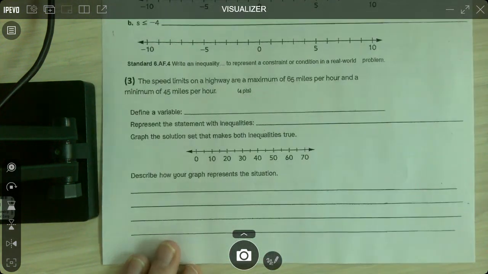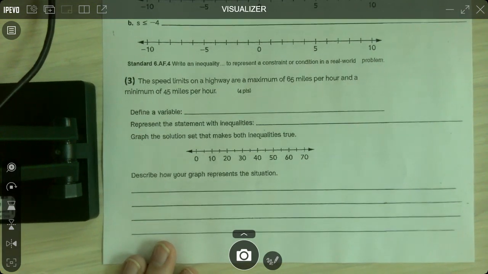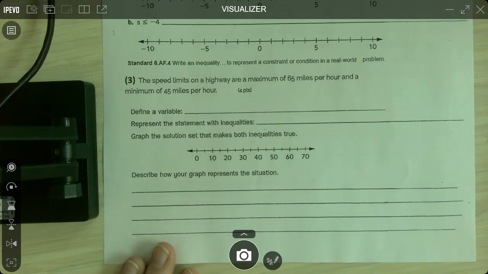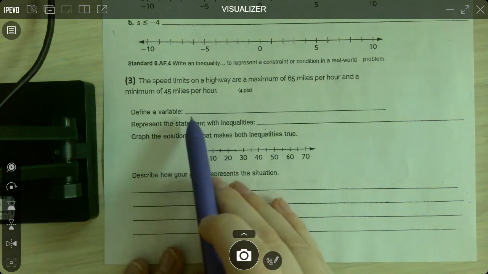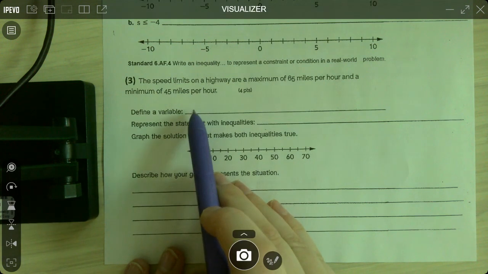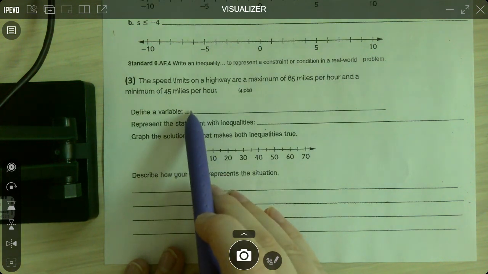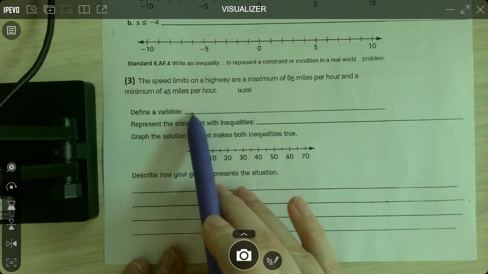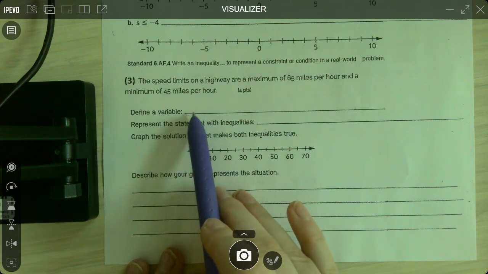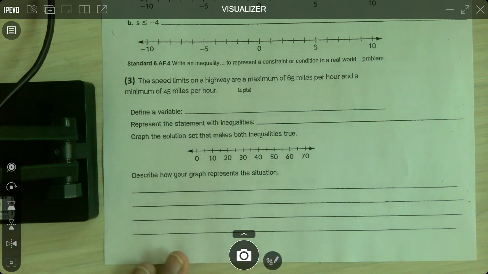Number 3 says the speed limits on a highway are a maximum of 65 miles per hour and a minimum of 45 miles per hour. So the first thing you're going to do is define your variable. So what letter did you choose to be your variable? And tell me, what does that variable represent in our problem? What don't we know?